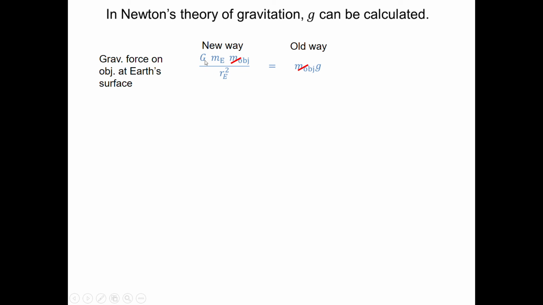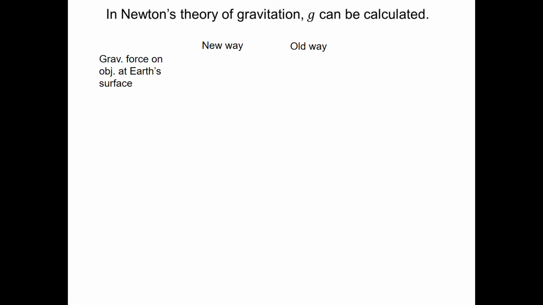Capital G we know the value of. The Earth is one of the masses doing the attracting. The other one is the mass of the object. And if that object is at the surface of the Earth, the distance from that object to the center of Earth is the radius of Earth. So we have to divide by the radius of Earth squared. We can cancel out the mass of the object, and then we're left with the value for little g.